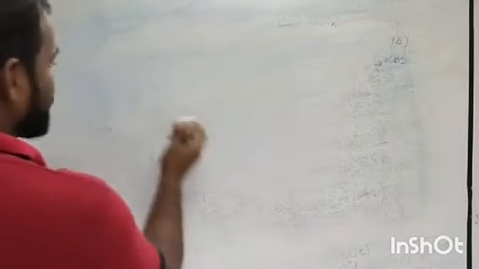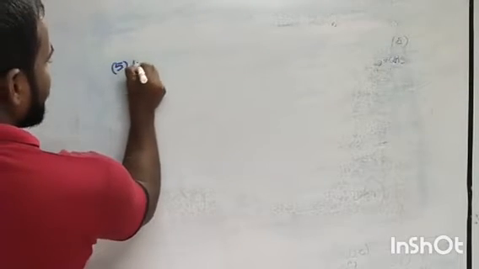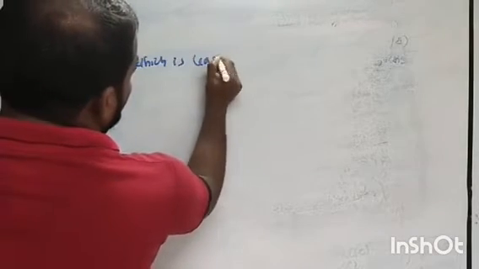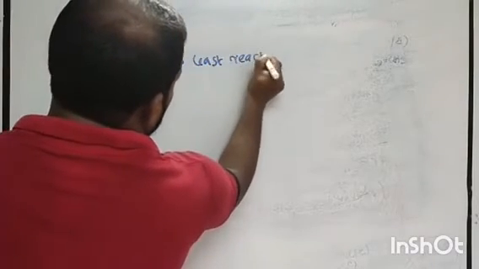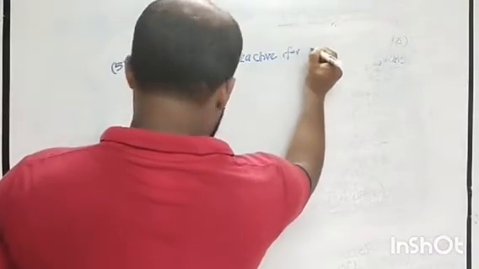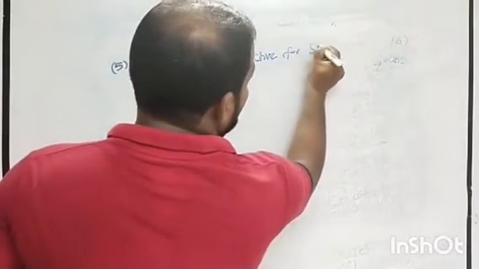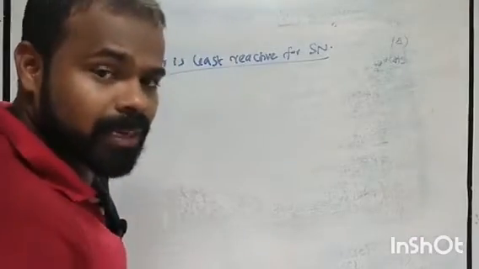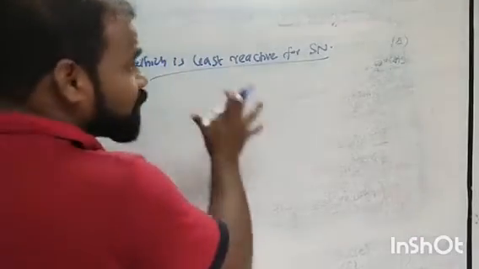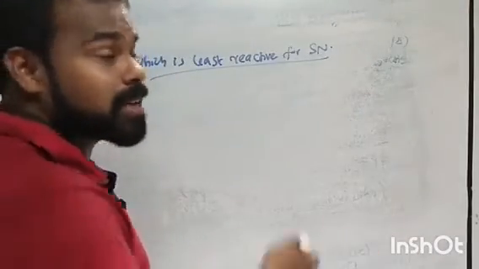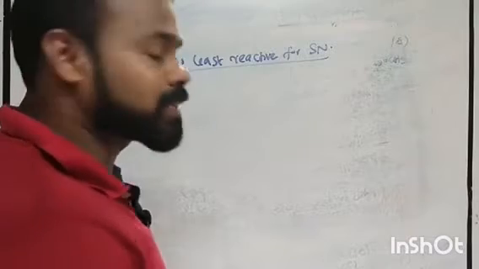Okay, last question, the fifth one. Which is least reactive for nucleophilic substitution? Maybe SN1, SN2, any of them, not a matter. Which of the following does not act fast in nucleophilic substitution?